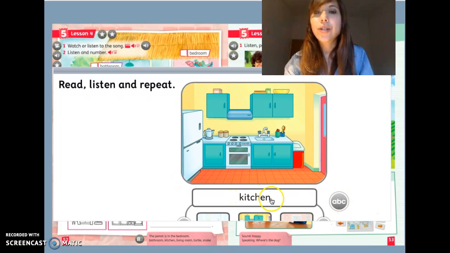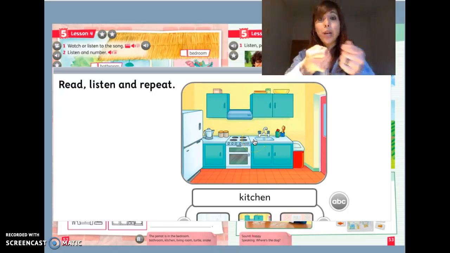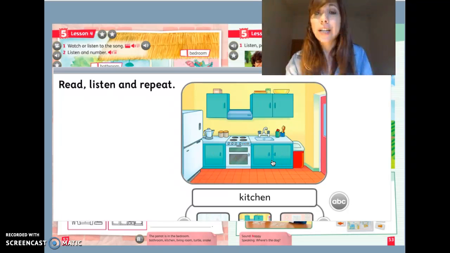Kitchen. This is where we cook, okay? So we pretend that we are cooking. Kitchen.